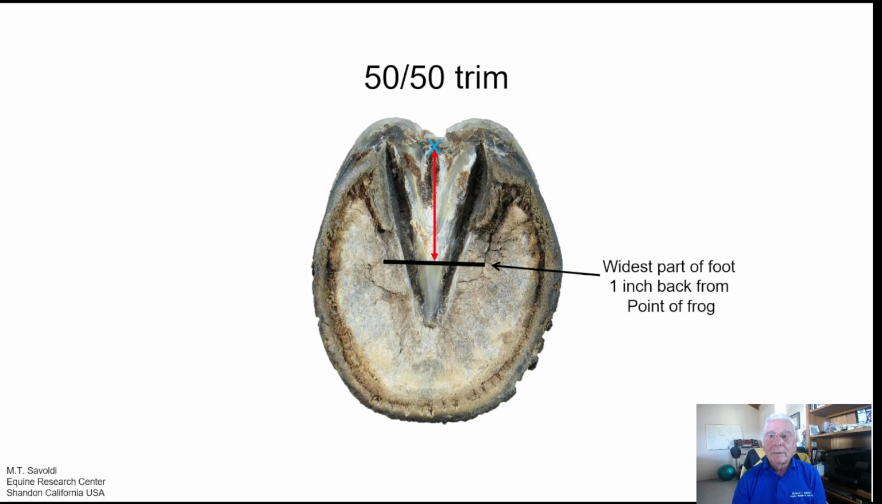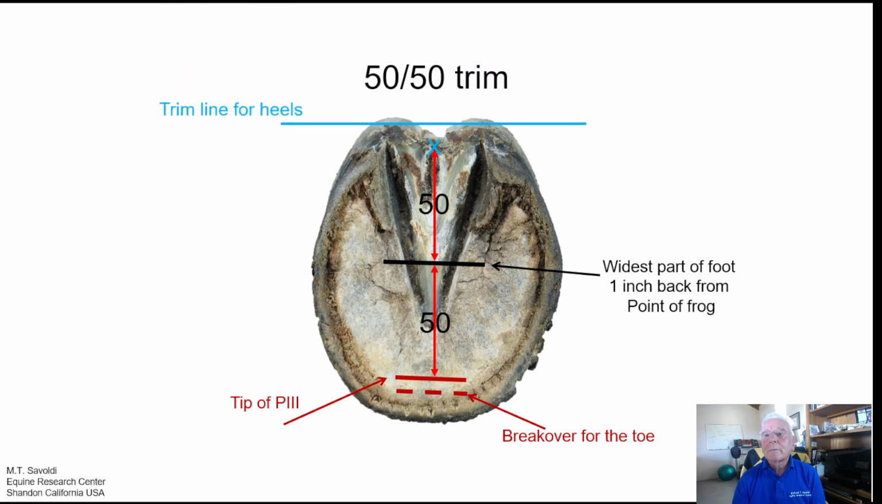Then we have the trim to the cleft, back of the cleft. So that's a 50-50 trim. And then the tip of the P3 bone is supposedly there, which is close. I could never say in a foot, with my experience, that anything is where it should be, because there's always things that can change that if I say it. So this is the area where it usually is. And then they want to call this breakover. And that's your heel trim into that area there.